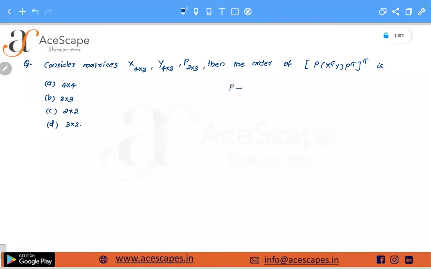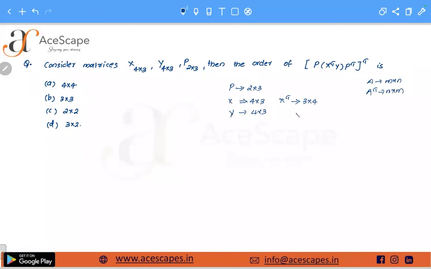What is the size of P? It is 2 by 3. What is the size of X? 4 by 3, which implies X transpose will be of size 3 by 4. If I have a matrix of size M by N, then its transpose will be of size N by M because we are interchanging rows and columns. So X transpose will be 3 by 4. Y will be 4 by 3.